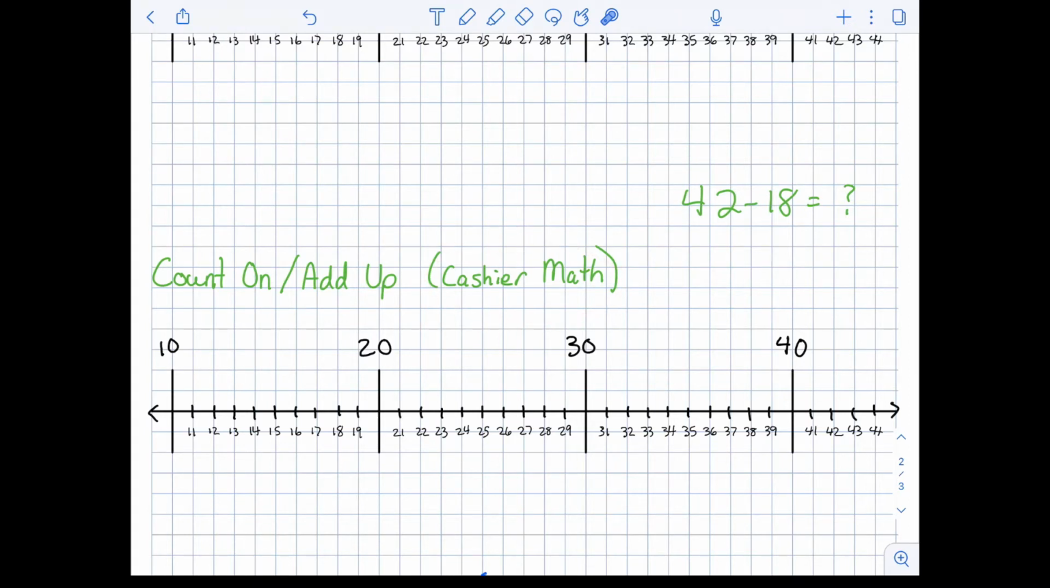So this problem, 42 minus 18, we turn it around into a missing addend problem. We make this 18 plus some unknown number is going to give us 42. And our job is to figure out, what do we have to add to 18 in order to get to 42?